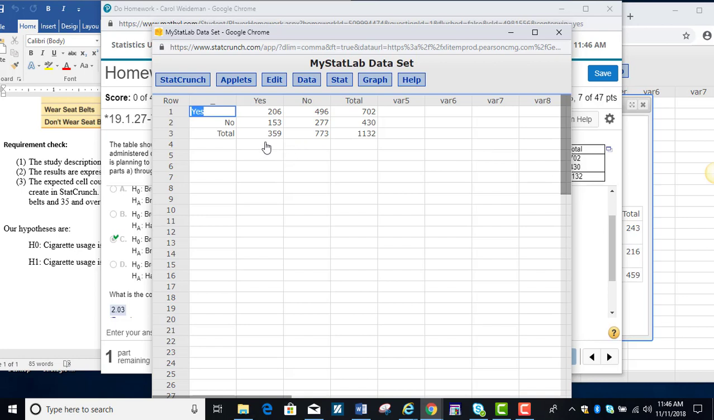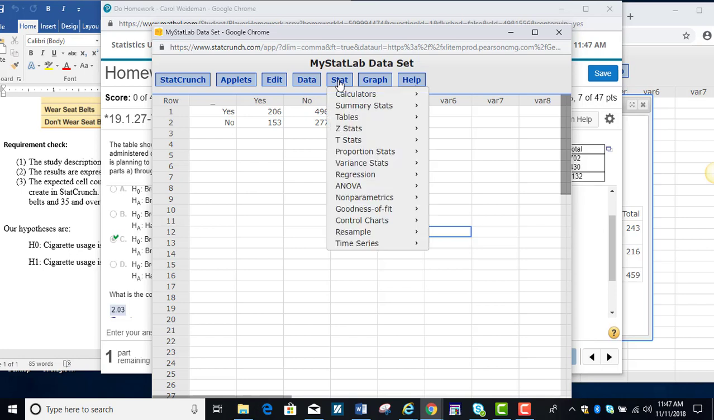The one thing I want to point out to you is that the totals are already shown in the third column, and I'm going to take those out because when I create the contingency table, it will automatically create totals for me. I don't need to take this column out because I just won't select it when I set up the contingency table. So I'm going to go to Stat, Tables, Contingency with Summary.